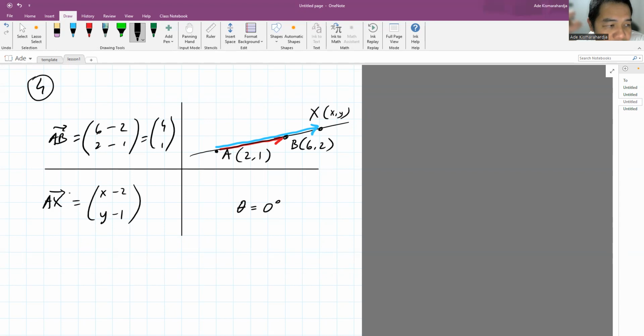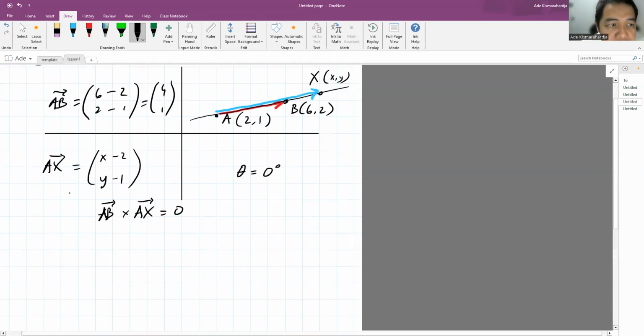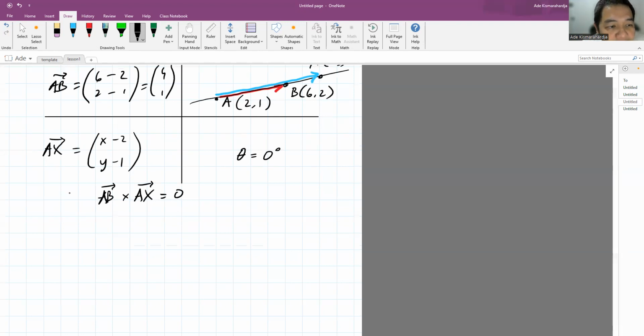In this case, when you have two vectors where the angle between them is 0 degrees, what happens is that when you do a cross product between them, it is 0. When you have two vectors that are pointing in the same direction, or the angle is 0, the cross product between them is 0. Now what I'm going to do is a cross product between them.